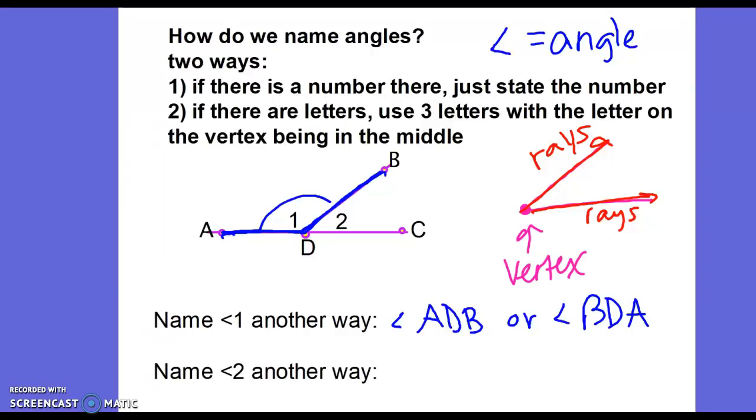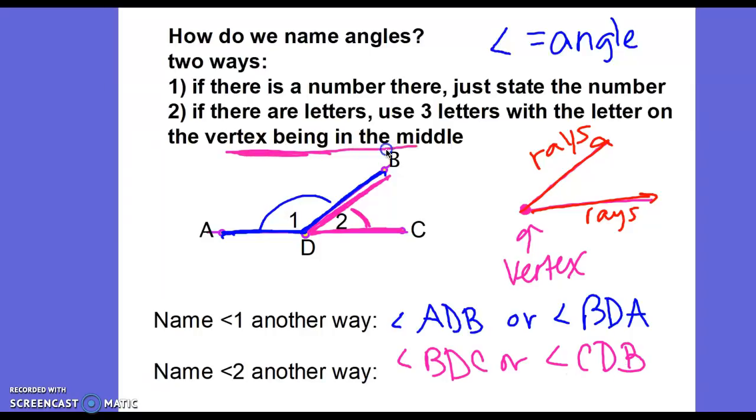Okay, so if I'm going to trace out angle 2 right here, I could name it angle BDC, or I could name it angle CDB. Again, think about how, if you were tracing it with your finger, the order of the letters. So it could be BDC, or it could be angle CDB. But the key is the vertex has to be in the middle. Very important.